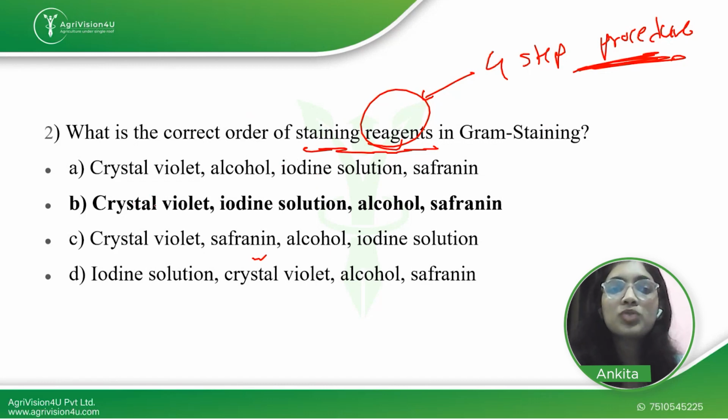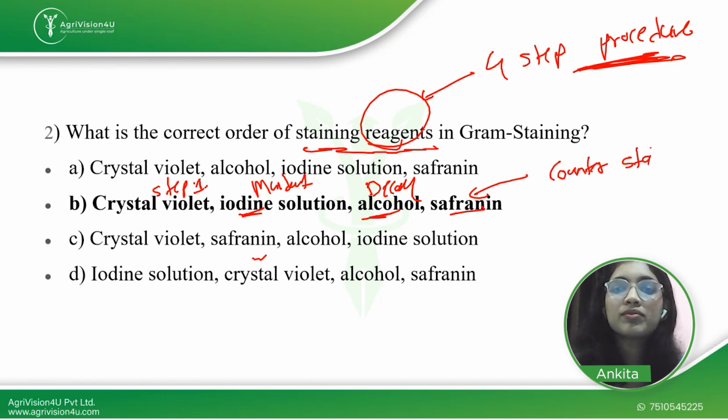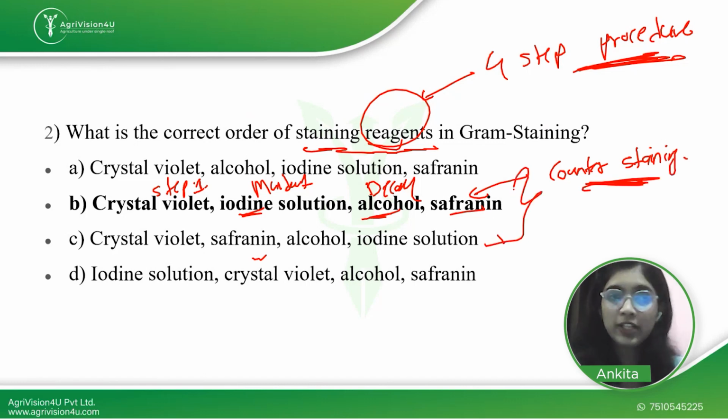So here the correct option is: in step 1, you will have the crystal violet, which will stain the cells purple. Step 2, you will use the iodine, that will be your mordant. Step 3, you will use alcohol, that is the decolorizer. Step 4, you will use safranin, that is the counterstain. Okay, so this is what the thing is. These types of questions will be there in your GATE exam, hence this topic is very important.